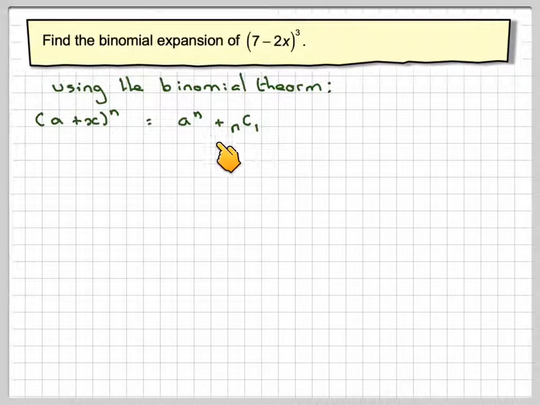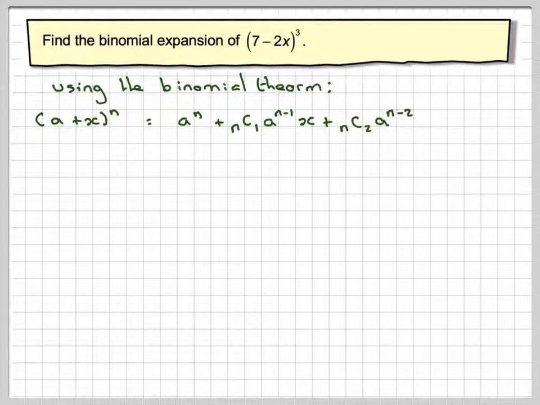So the binomial theorem says this: (a plus x) to the n is a to the n, plus nC1, and then what you do is you reduce the power of a by 1, and then you introduce an x. So the next one will become nC2, a to the n minus 2 times x squared, and it carries on until you get to x to the n. Okay, not a to the n, x to the n. Right, now another way of getting these is to use Pascal's triangle.